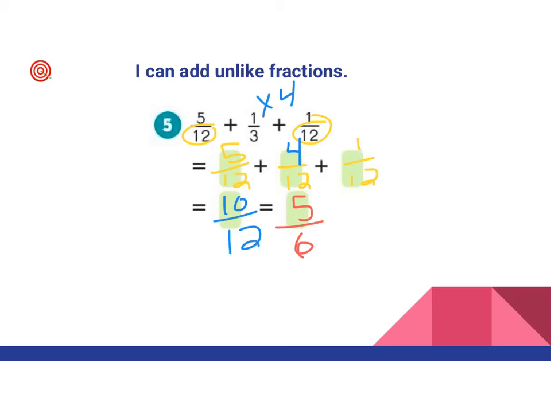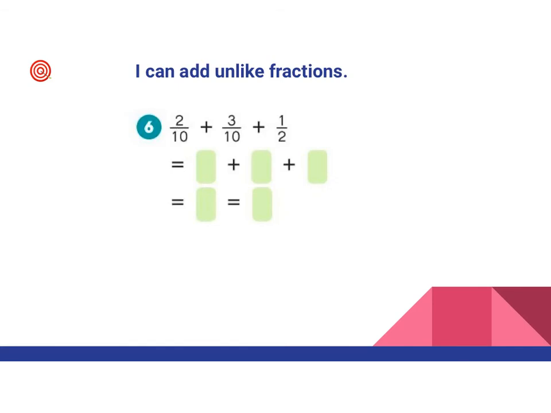First, I found like fractions. I found equivalent fractions so that all of my fractions were like fractions, and then I can add the numerators. How about 2/10 plus 3/10 plus 1/2? Pause the video and you solve that, and then come back and check.